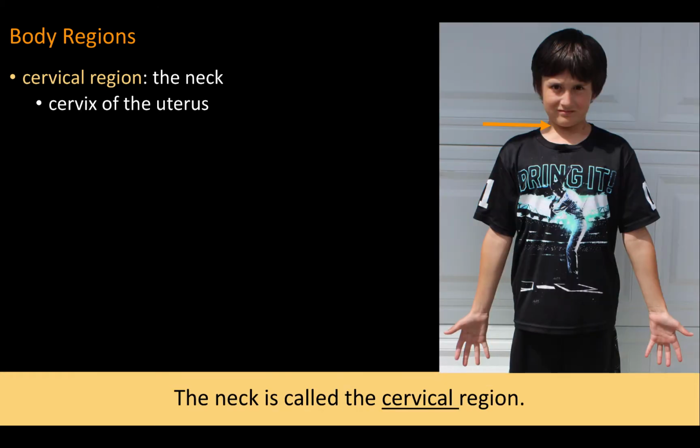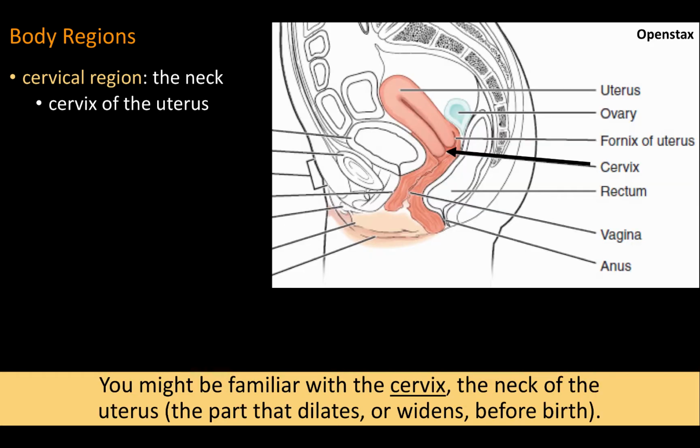The neck is called the cervical region. You might be familiar with the cervix, the neck of the uterus, the part that dilates or widens before birth.